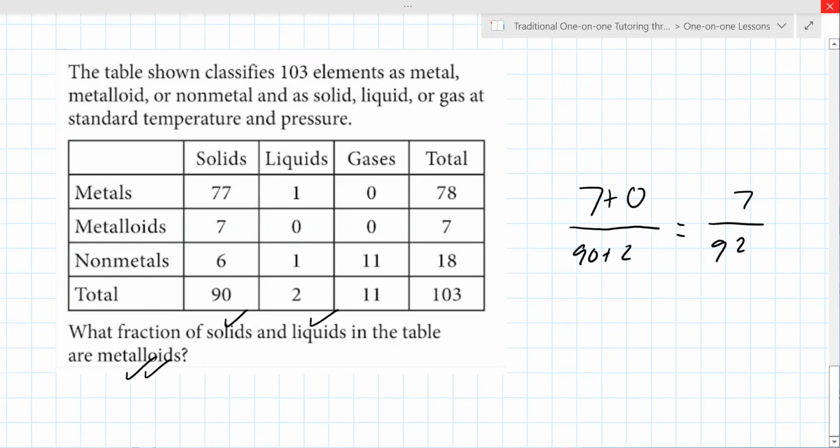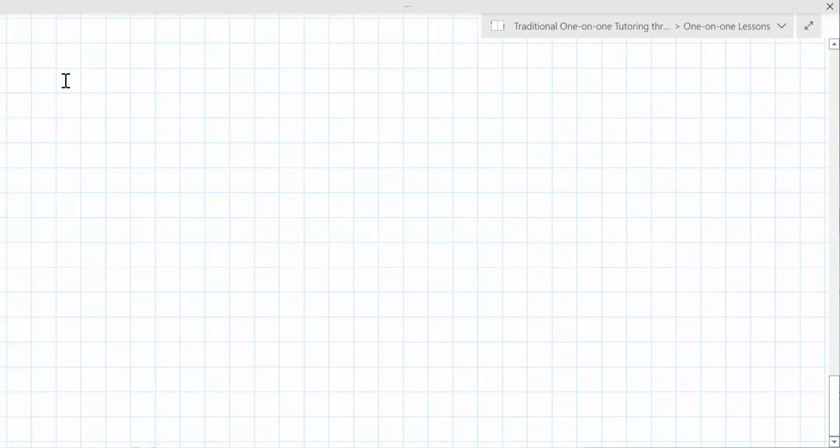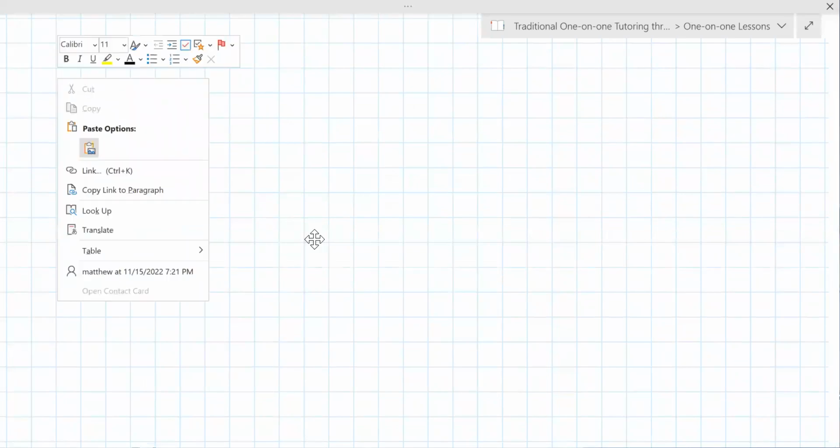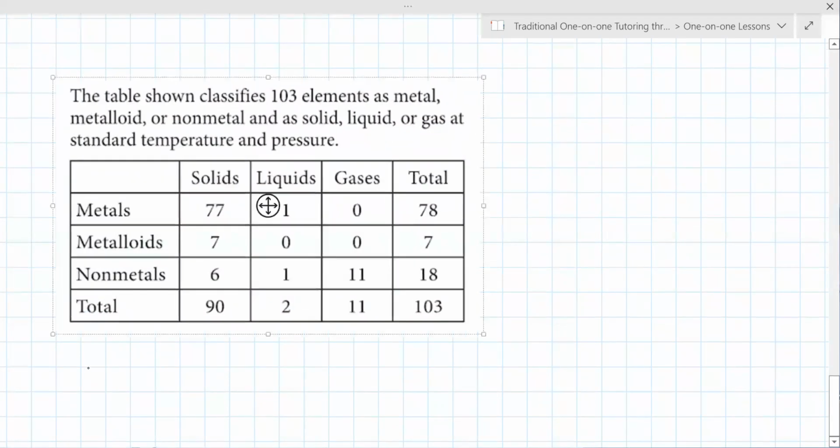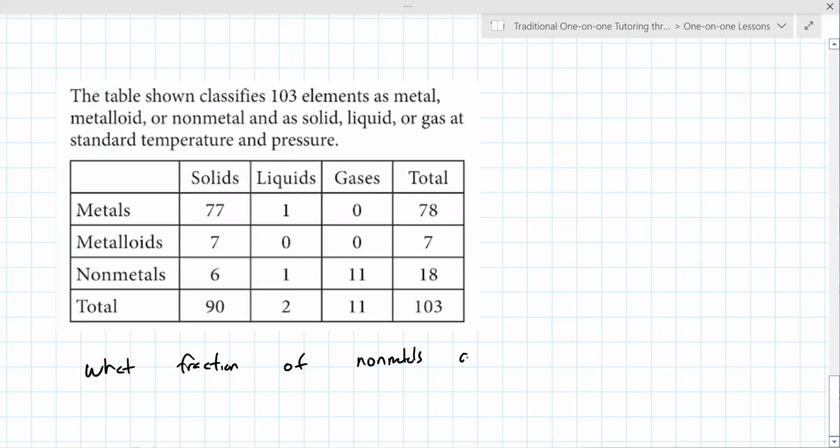Now let me ask you another problem here related to this. Same table. What fraction of non-metals are solid or liquid? Solid or liquid. Okay.